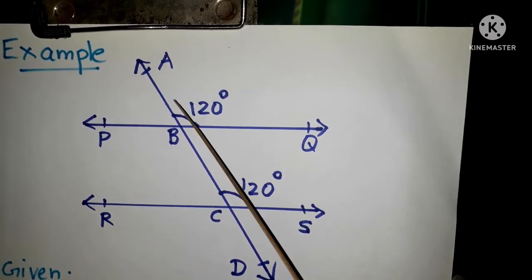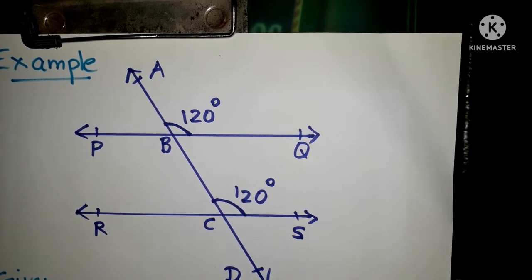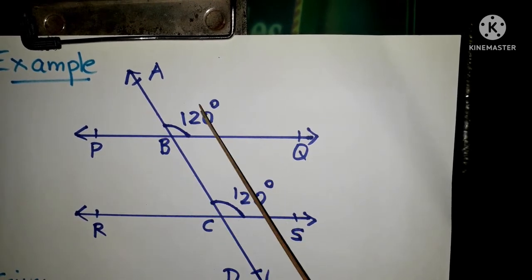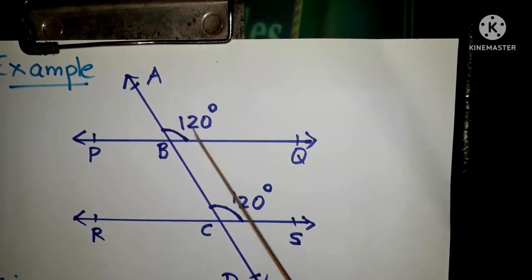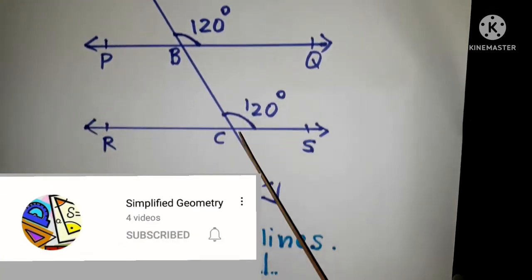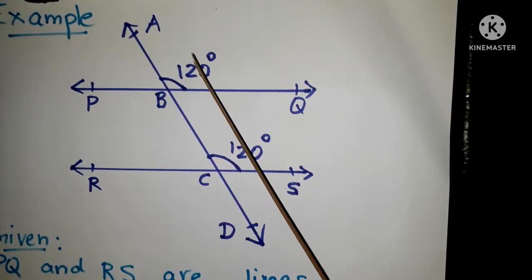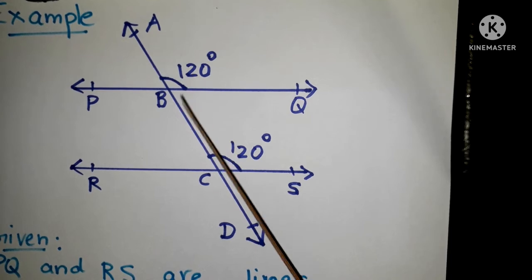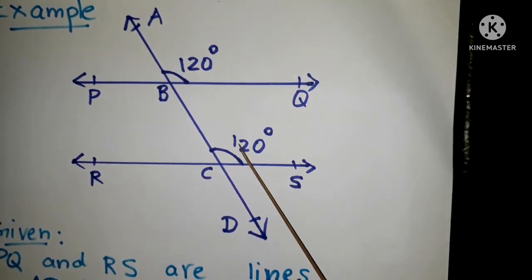These two angles are a pair of corresponding angles because on the right side of this transversal, this angle is on top of point B and this angle is on top of point C. Both angles are on top of either points. So, these angles are corresponding angles.